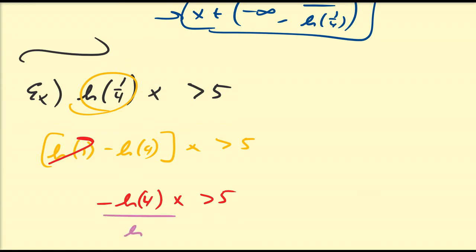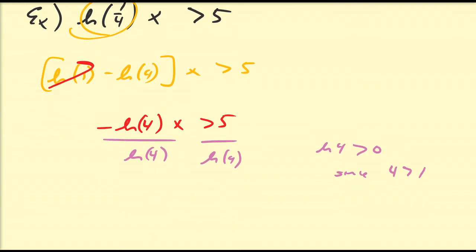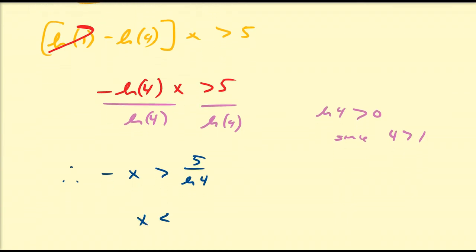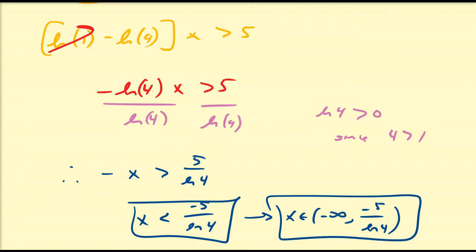And then we can divide both sides by the natural log of 4 if we want to, right? And we know that the natural log of 4 is greater than 0 since 4 is greater than 1, right? So then we have minus x is bigger than 5 over the natural log of 4. And then we can multiply both sides by -1, and that will flip our sign. So again, x is going to be less than -5 over the natural log of 4, which indeed is the same exact answer, just written in a slightly different, maybe preferable way. Right, so that's our solution.